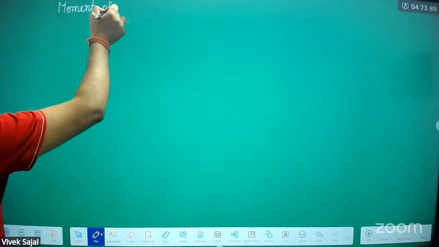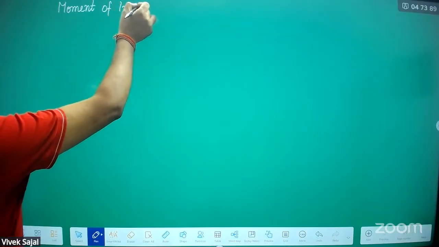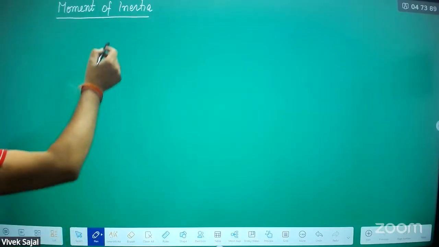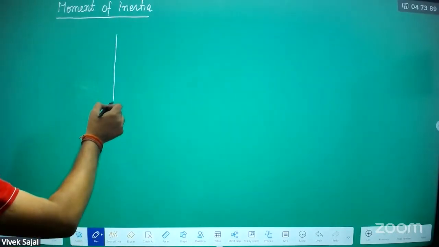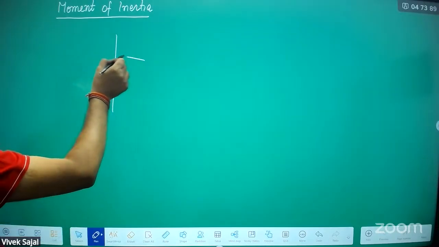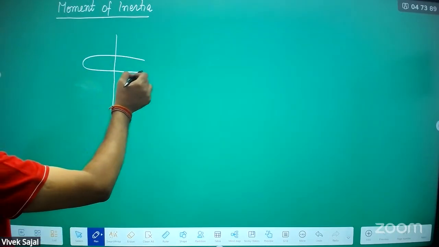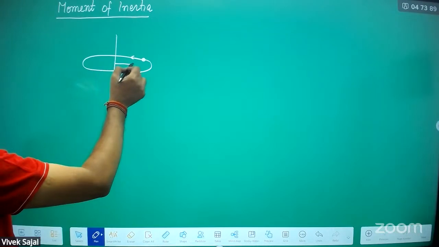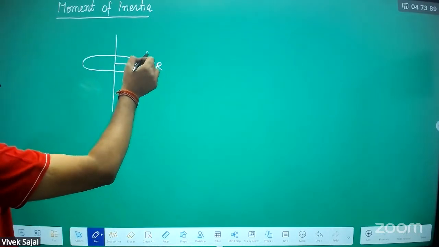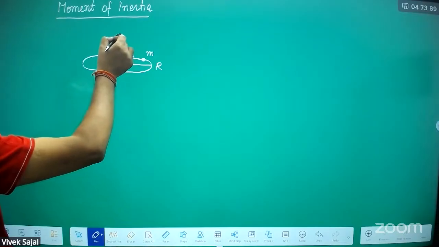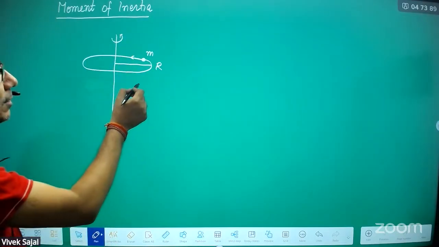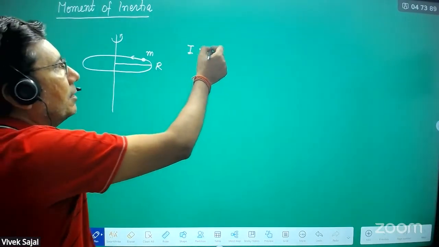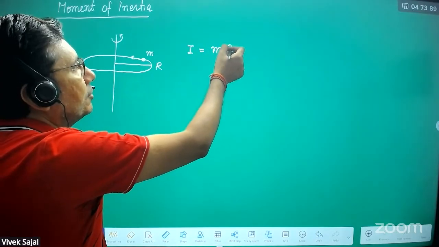In the last class, I was discussing moment of inertia. If a single particle is rotating about an axis in a circle of radius r, like this, and its mass is m, then what will be the moment of inertia of this particle? That will be I equal to mr square.